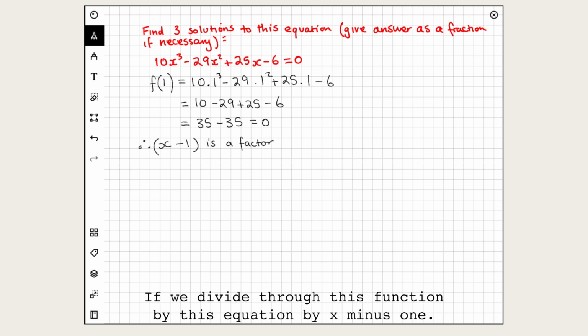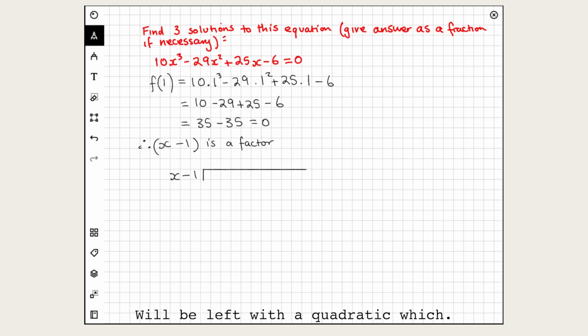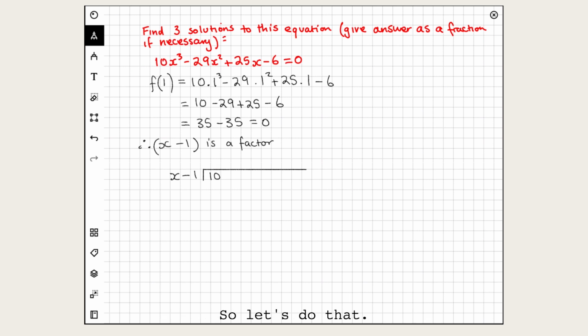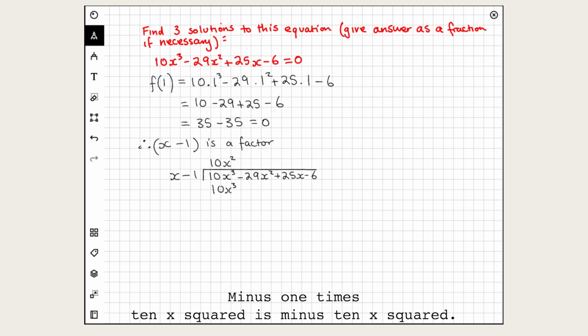If we divide through this equation by x minus 1, we'll be left with a quadratic which hopefully we can factorize and find the other two factors. So let's do that. x into 10x cubed is 10x squared. x times 10x squared is 10x cubed. Minus 1 times 10x squared is minus 10x squared.